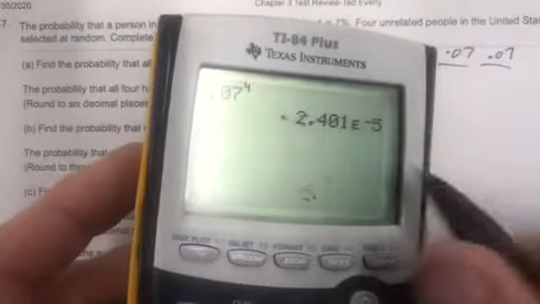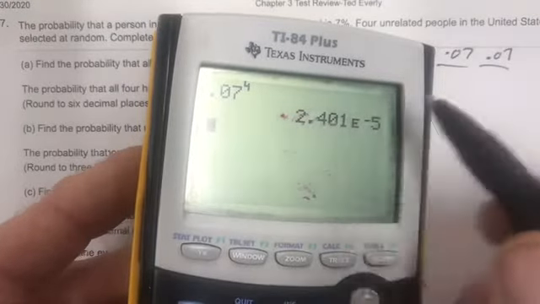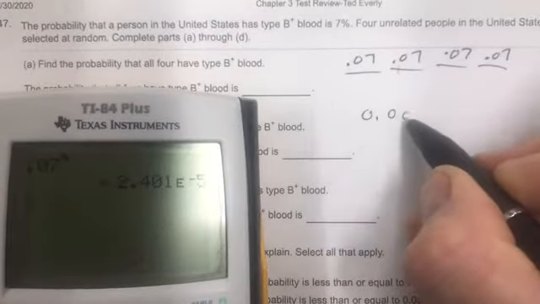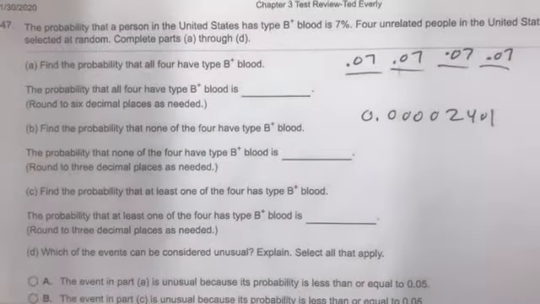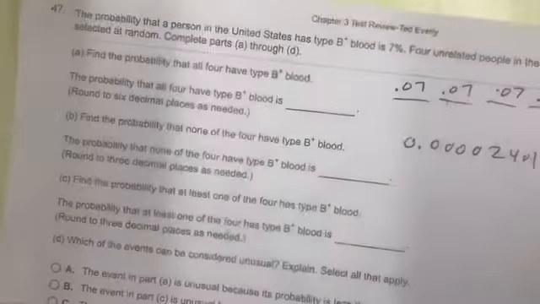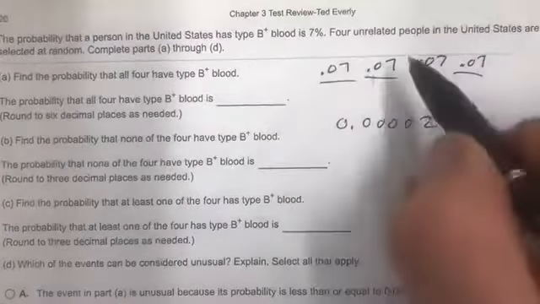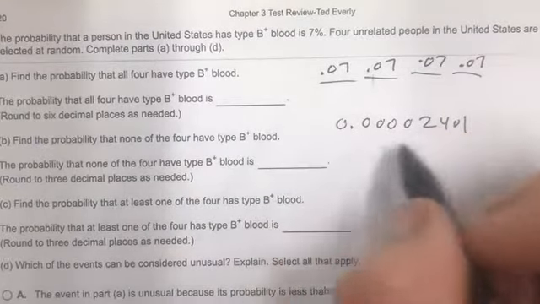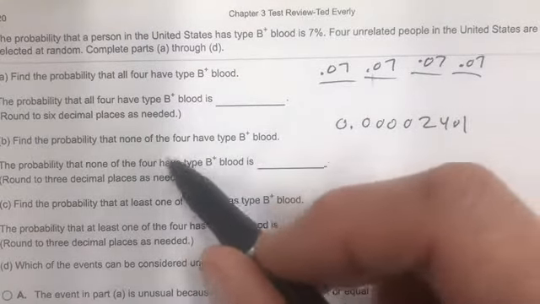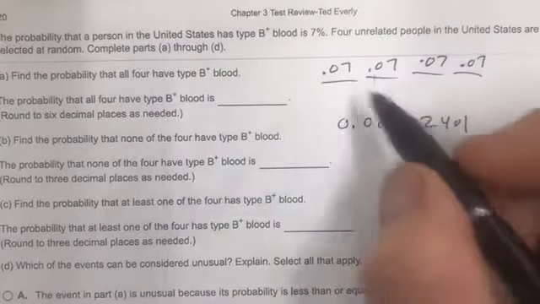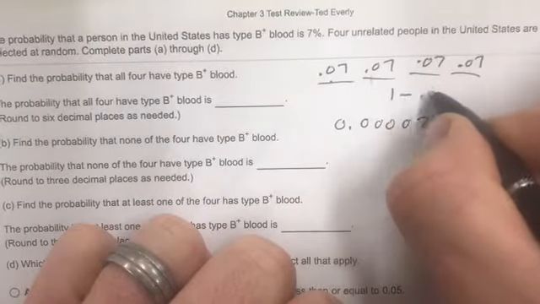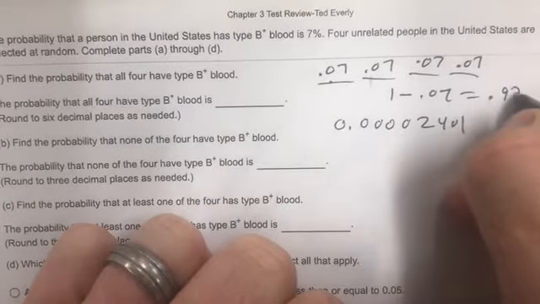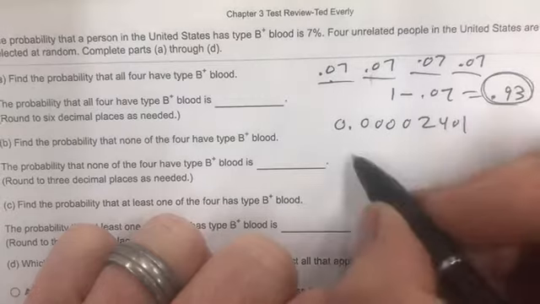All right. So this -5 moves this back 5 places, which would be 0.123424001. That's what I would get right there. Okay, so if all 4 of them have type B blood, it'd be this. Let me check my answer there. Yeah, that's right. That's my answer. All right, find the probability that none of them have type B blood. All right, if it's 0.07 that they do, if I do 1 minus 0.07, I get 0.93. That's the probability that they don't.